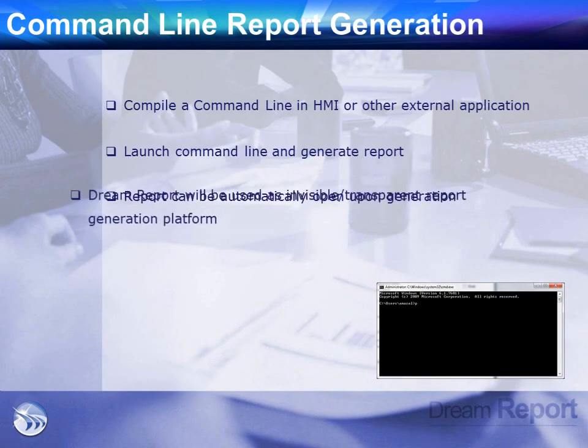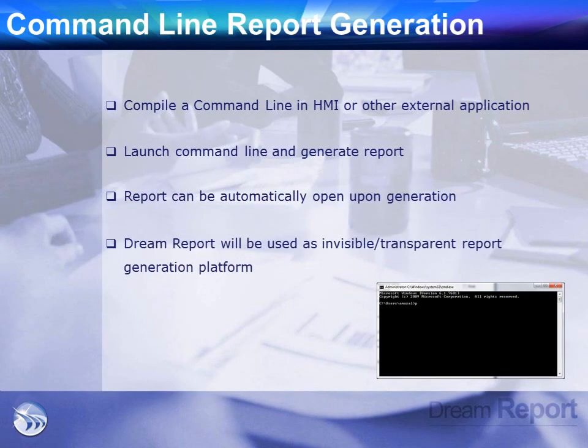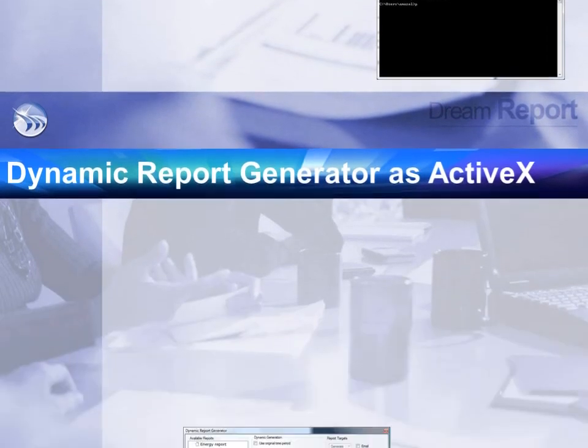Dream Report can be generated by launching a command line. The command line report generator enables users to specify the report name, report instance name, and provide a dynamic time period, for example, from and to, batch ID, and other different dynamic parameters using special keys. A detailed description of all available commands can be found in the Dream Report help documentation. The command line enables you to completely control report generation from your own application, like an HMI or SCADA application. And the end user won't even know which reporting platform is used behind it.